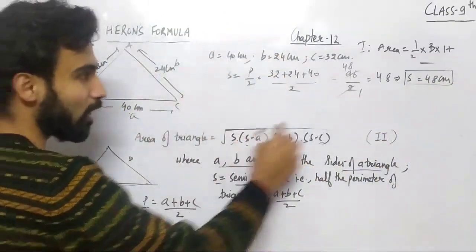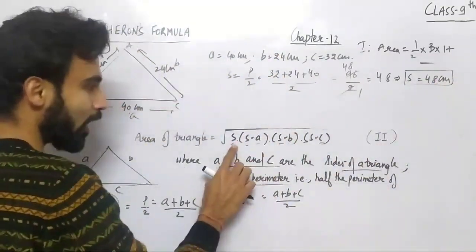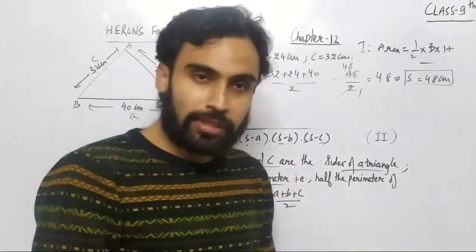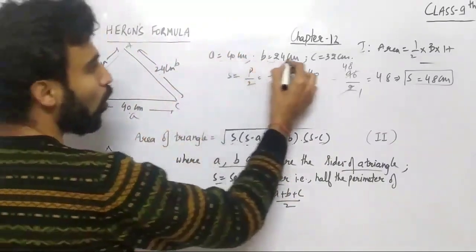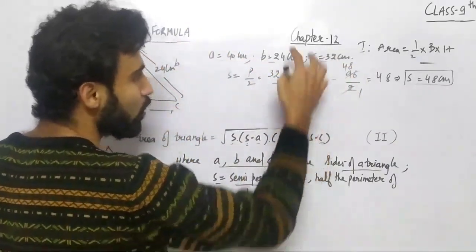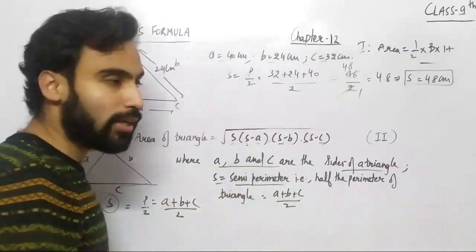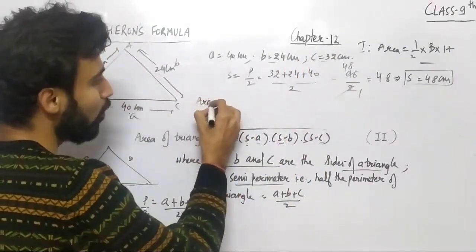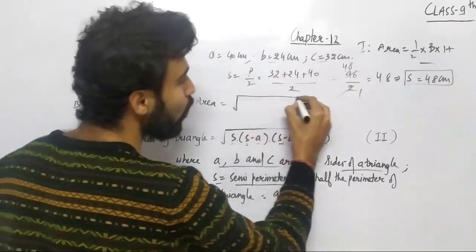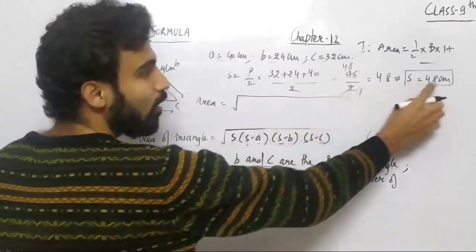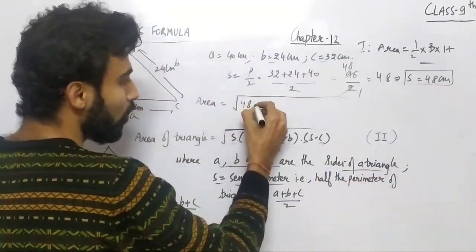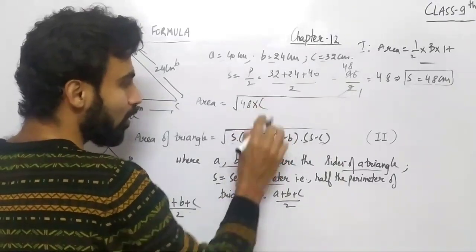So I'm going to simply substitute the value of S as 48 into this formula here, right? So now we know all the variables. So just let us substitute into the formula. So the area will be, you can see, under root. Now S, that is 48. Then you can see this is in multiplication.